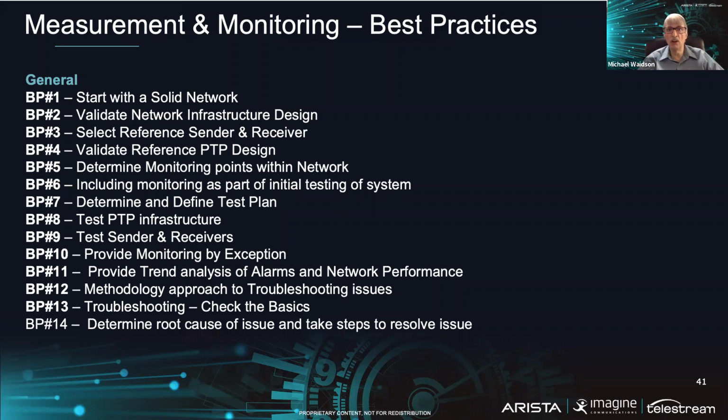If something's going wrong, then we can go back to our reference sender and our reference receiver and connect the signal through that path and verify it works with our known devices. We may not be as familiar with another device that's just been brought newly onto the network, and so we can use those as our reference sender. We've mentioned validating the reference PTP design and using those best practices. And then we're going to determine our monitoring points within the network.